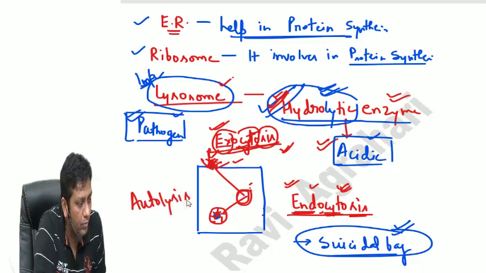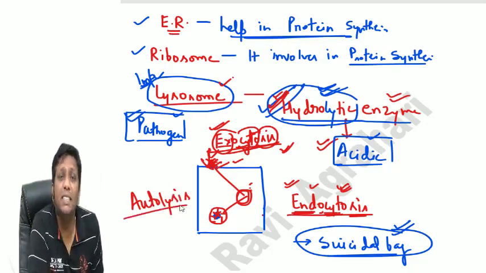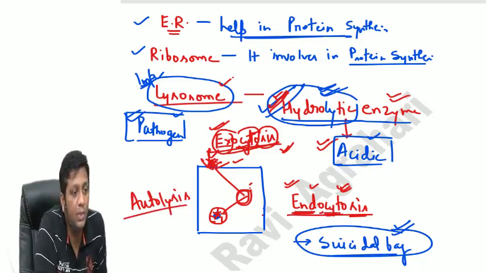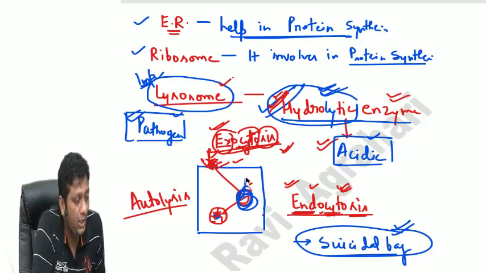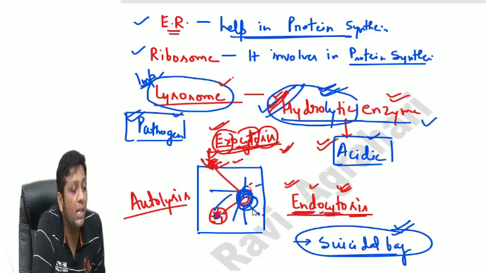Autolysis. Sometimes lysosome damages the same cell where it is present. This is called autolysis. Suppose guys, this is the lysosome, and this is your entire cellular tissues. This lysosome secretes acid. Acid means hydrolytic enzyme. Your cellular tissues are also made up of protein. That protein is damaged, and your cell will die.